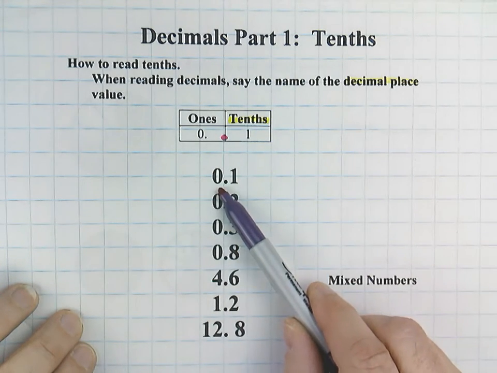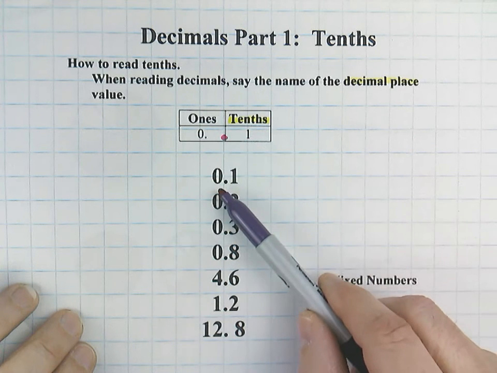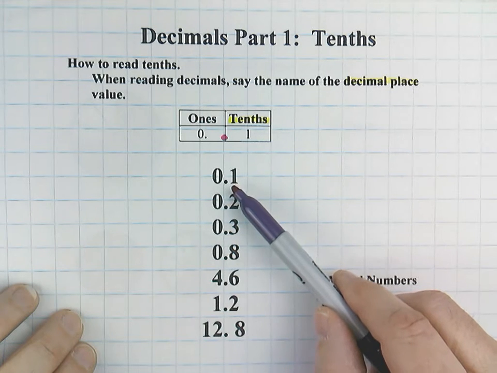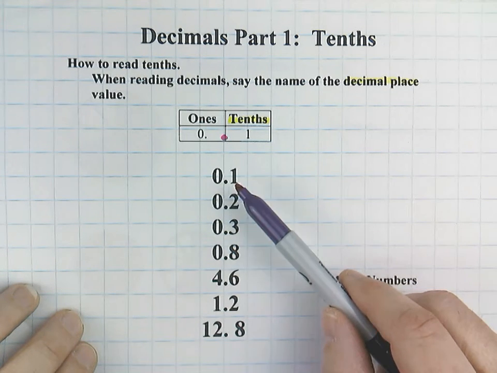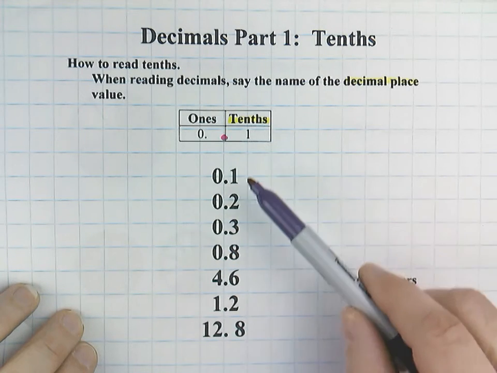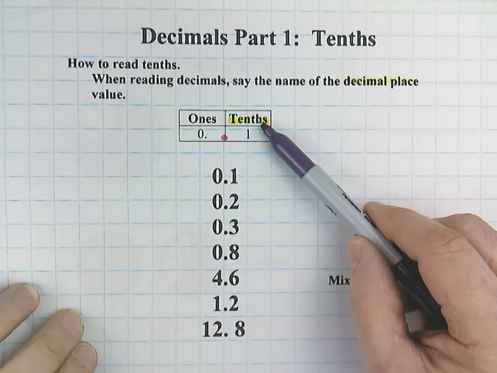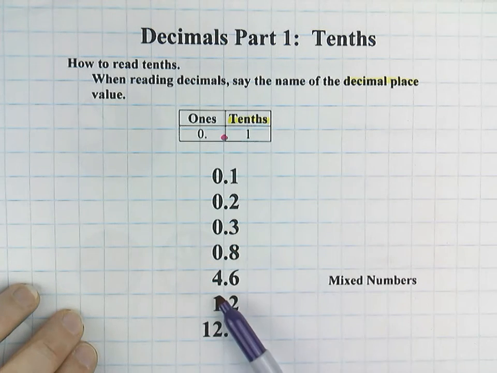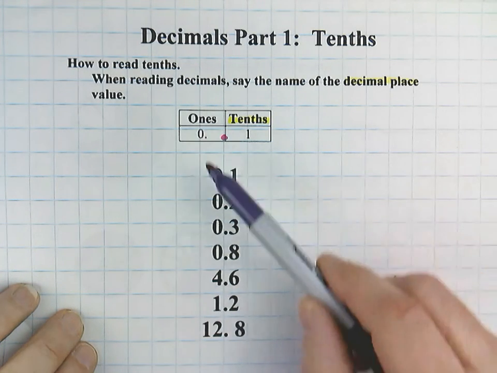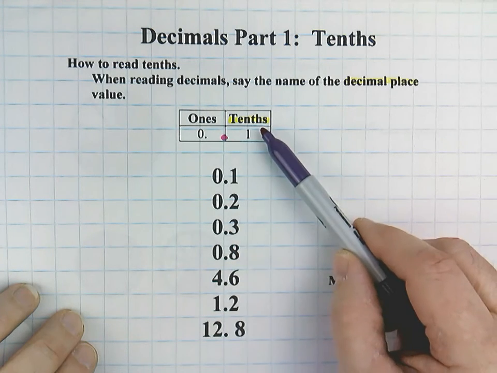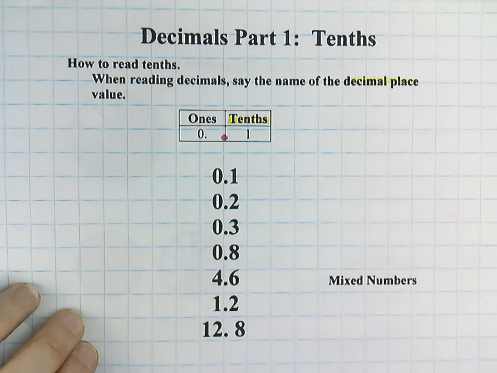So this would be read as 1 tenth. You don't say the 0. We would not say zero point one. Some adults will say point one, but for today's lesson, we're focusing on the tenths. This would be 2 tenths. We say 2 tenths because it's in the tenths decimal place. 3 tenths, 8 tenths. We have a mixed number down here. This would be read, because the 4 is in the ones, we would say 4 and 6 tenths, 1 and 2 tenths, 12 and 8 tenths, like that.